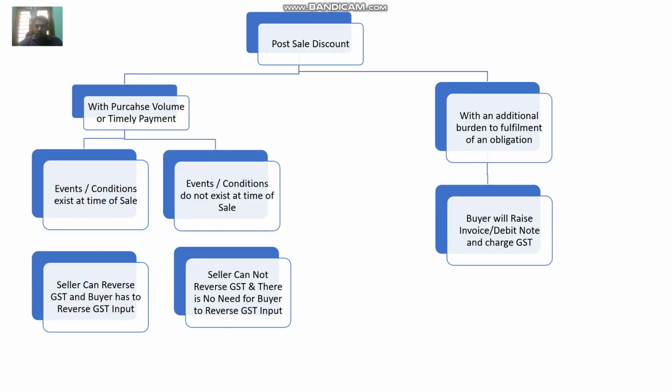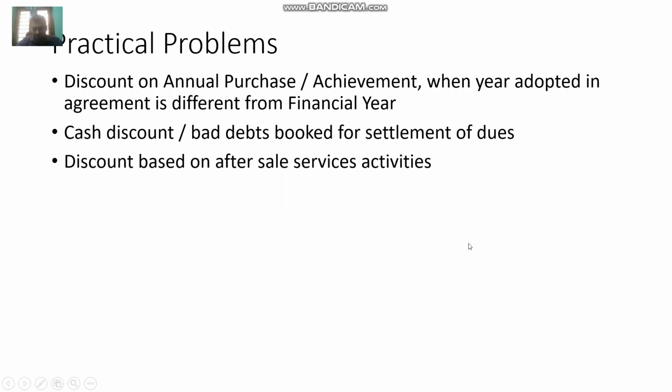Now with the help of this chart we can learn it very easily. Post sale discount with purchase volume, on timely payment or anything. If events or conditions exist at the time of the sale, then seller can reverse GST and buyer has to reverse GST input with debit note. If events or conditions do not exist at the time of the sale, seller cannot reverse GST and there is no need for buyer to reverse GST input also. If there is an additional burden to fulfill some obligation on the part of buyer, then buyer will raise an invoice or debit note and charge GST.